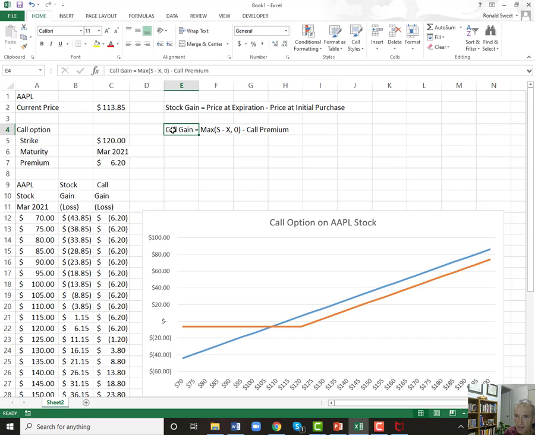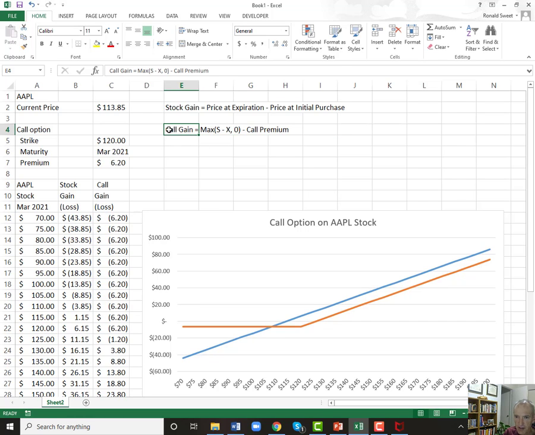All right, so there's your first one. What do you have to know for the exam? You have to know how to calculate the stock gain or loss, because sometimes you own the stock and sometimes you won't. That's really easy. You just take the stock price at expiration minus your initial purchase price. And then you have to memorize this formula for the gain on a call.